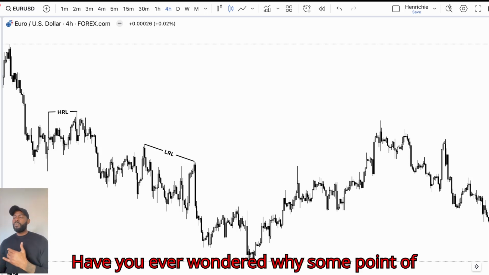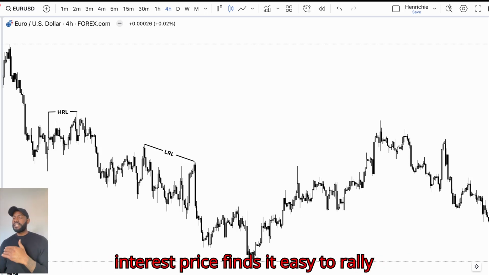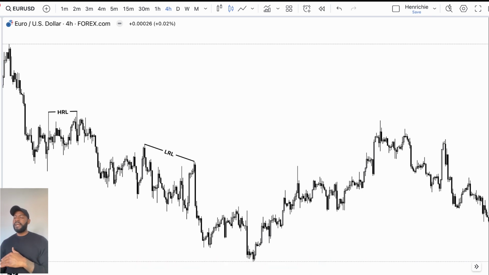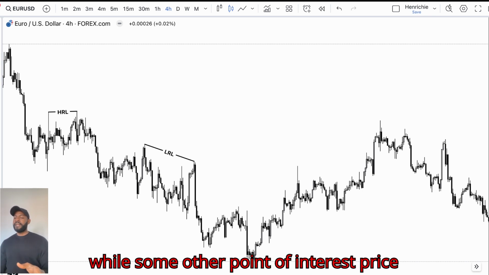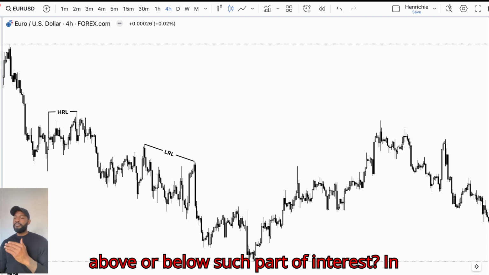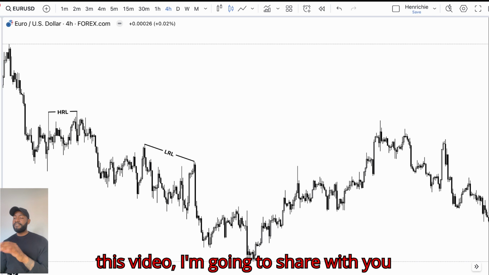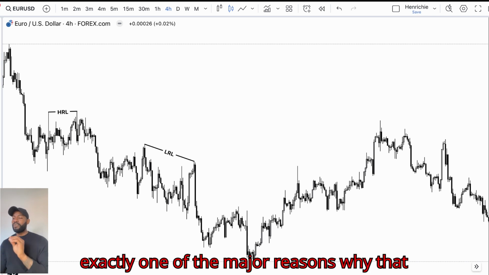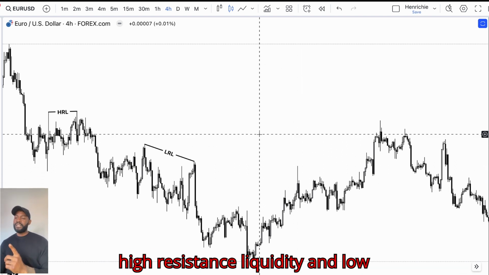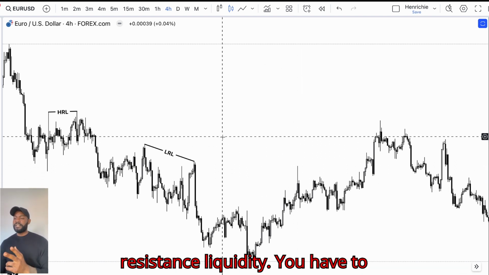Have you ever wondered why at some points of interest price finds it easy to rally above or below that point of interest, while at other points of interest price finds it so difficult to rally above or below such a point of interest? In this video, I'm going to share with you exactly one of the major reasons why that happens, and that is understanding high resistance liquidity and low resistance liquidity.